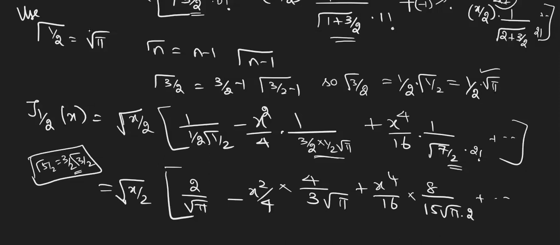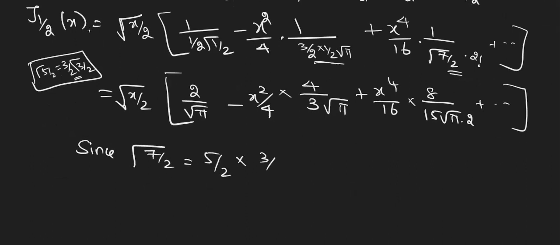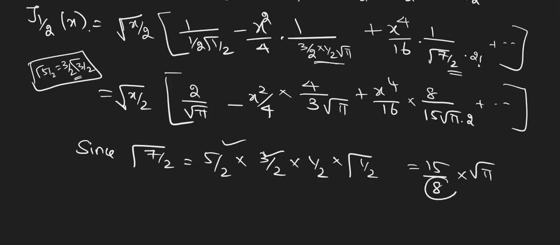Because this 7 by 2, how will I write? Same thing. Gamma of 7 by 2 is equal to 5 by 2 into 3 by 2 into 1 by 2 gamma of 1 by 2. So 5 3s are 15 by 8 into gamma of 1 by 2, which is root pi. So this 8 in the denominator comes to the numerator. That's it.